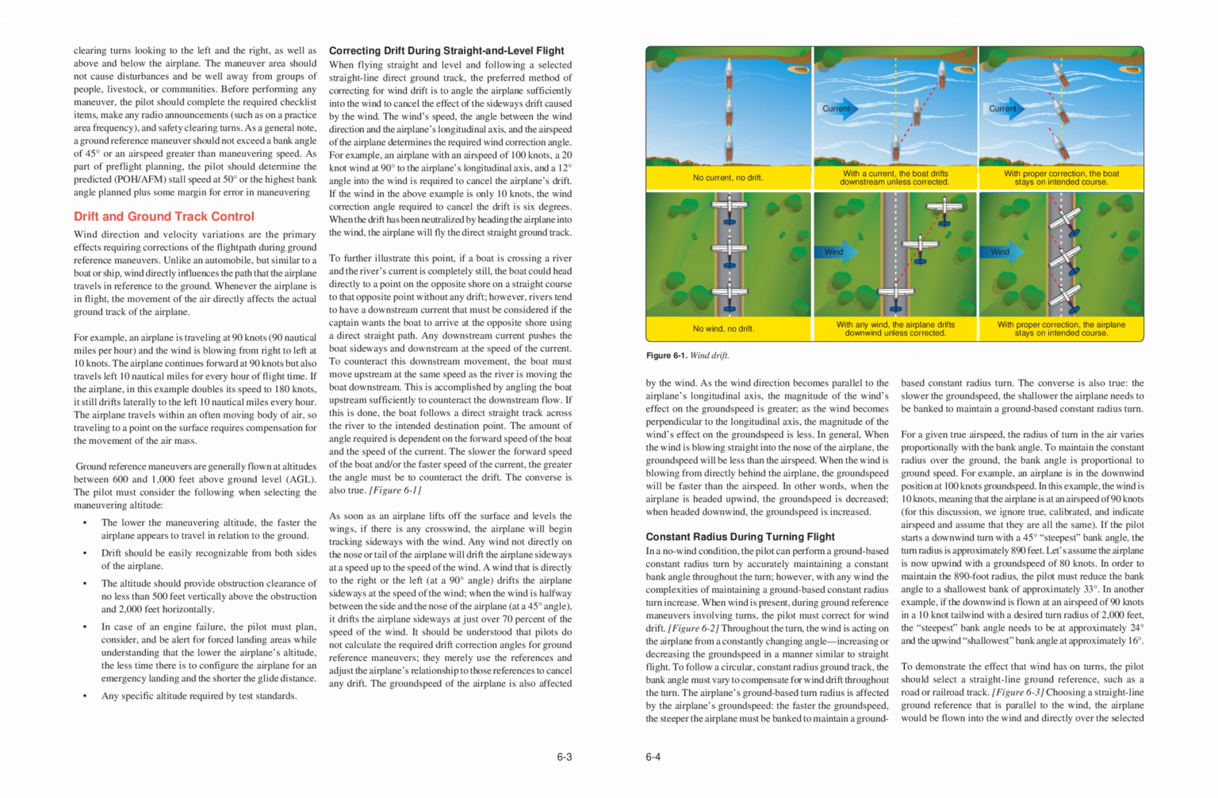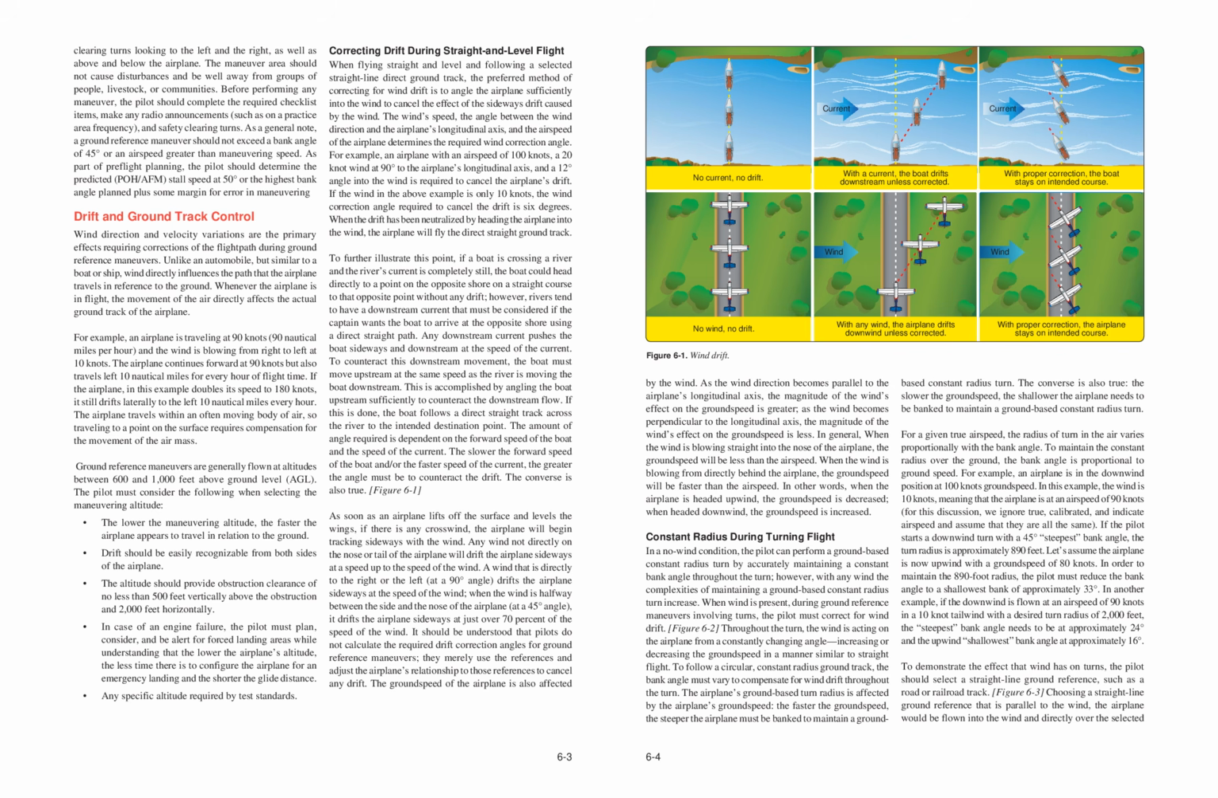To further illustrate this point, if a boat is crossing a river and the river's current is completely still, the boat could head directly to a point on the opposite shore on a straight course to that opposite point without any drift. However, rivers tend to have a downstream current that must be considered if the captain wants the boat to arrive at the opposite shore using a direct straight path. Any downstream current pushes the boat sideways and downstream at the speed of the current.